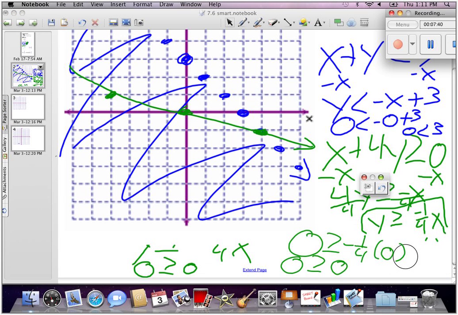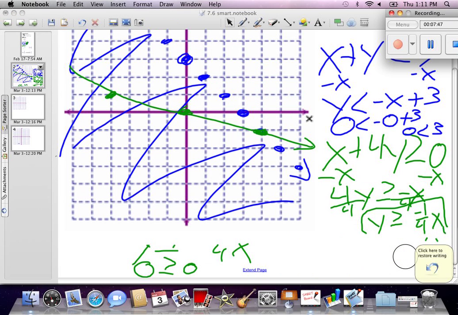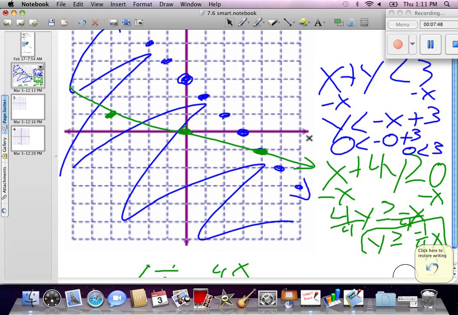Here's the point that I want you to see. I want you to see everything above the green line. I'm confused. What is that?